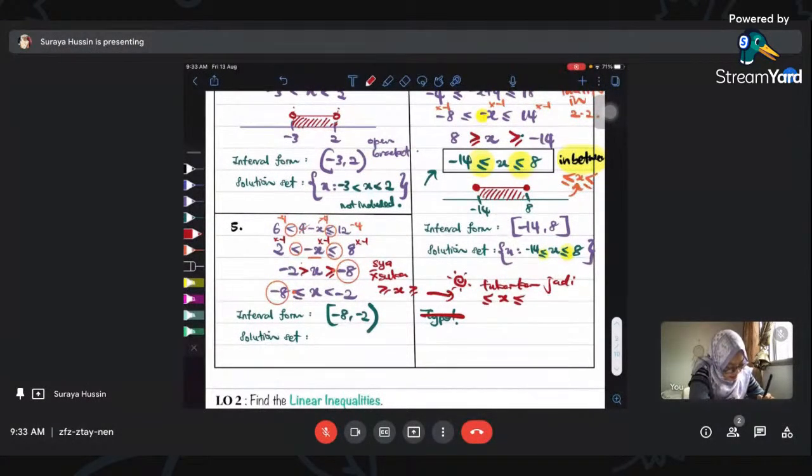Okay. So now curly bracket tu wajib tulis ya. X dot dot and then x is in between negative 8 and negative 2. Mana satu yang ada equal? Equal hanyalah pada negatif 8 sahaja. So itulah cara penulisan yang betul. Cara penulisan solution set dan juga interval form. Okay. Basic kena kuat. Bila basic kuat, barulah boleh pergi ke seterusnya.